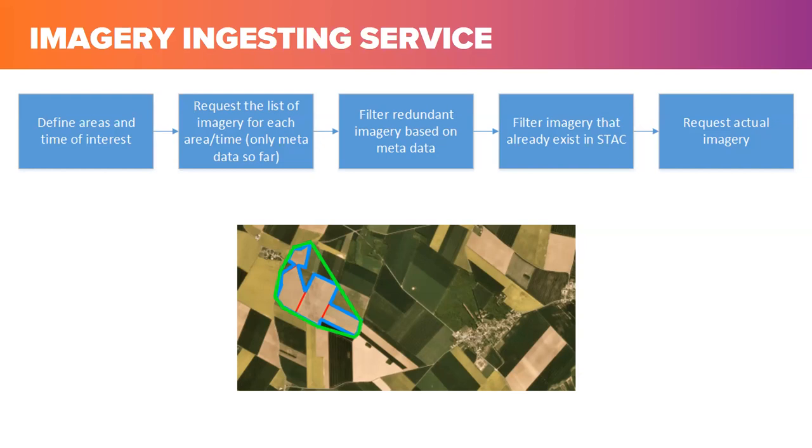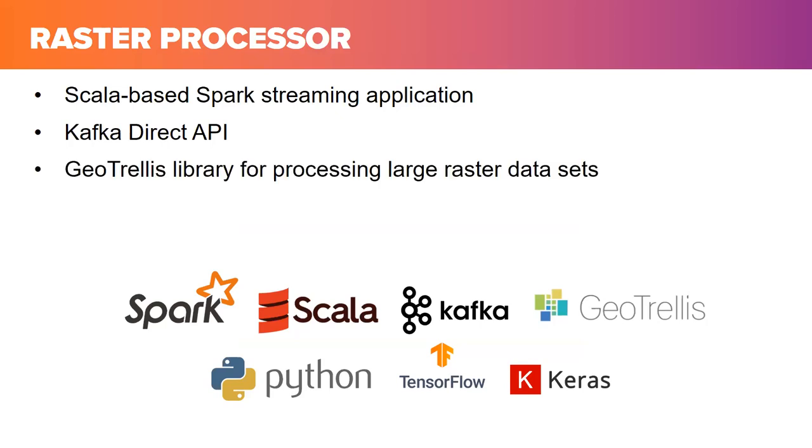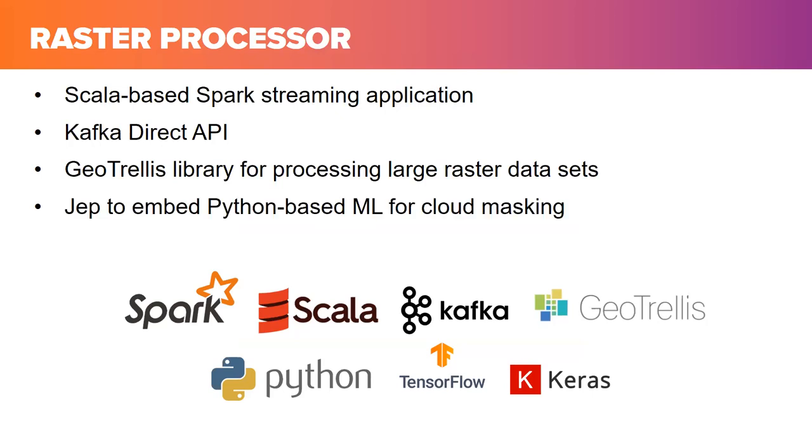Next part is the raster processor. It's a Spark streaming application written in Scala. We use Kafka Direct API provided by Spark and also a Scala library for raster processing called GeoTrellis. Also, there is a machine learning model based on Python libraries TensorFlow and Keras embedded into the Scala application using JEP.